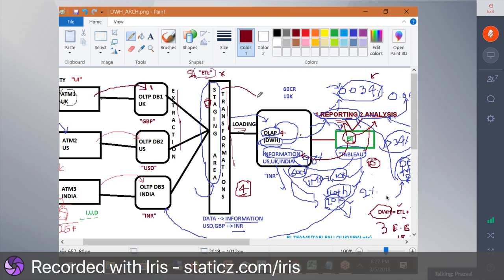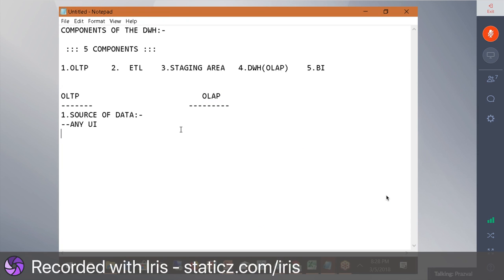To the staging area. Here, the data comes into OLAP from the staging area. Again, where does the data come into the staging area from? From the different OLTPs. So the source of data for OLAP is all the OLTPs. Next, number 2, purpose. What is the purpose of OLTP?